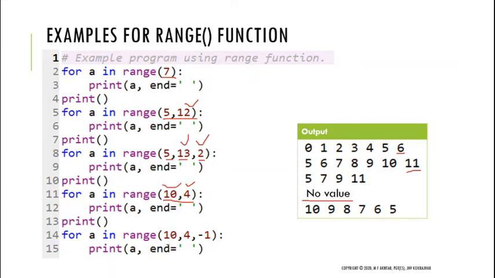We have given a different type of step value. Here 10 to 4 we have given and step minus 1. Now it will display results starting from 10. 10 it will display, then 9, 8, 7, 6, and 5 in the step of minus 1, means in decrement order. See here, it displays up to 5, one less than 4. Okay, now understood how it works.